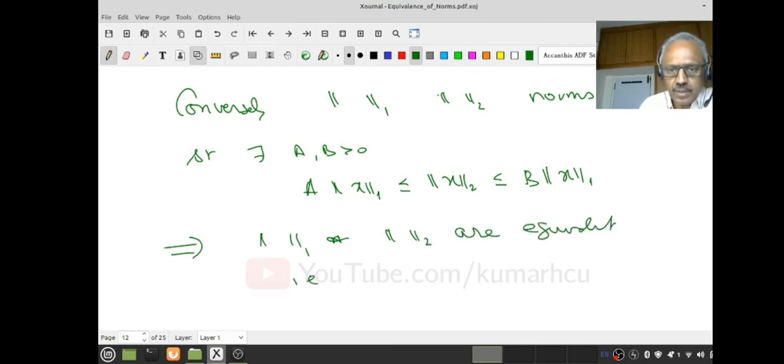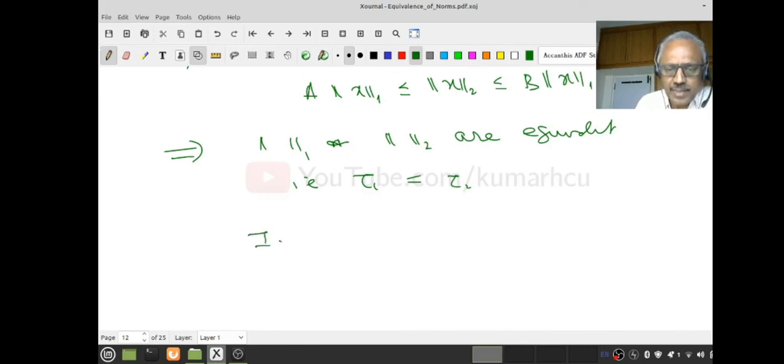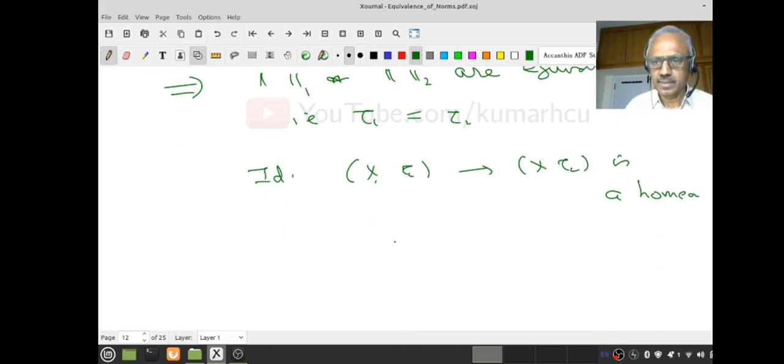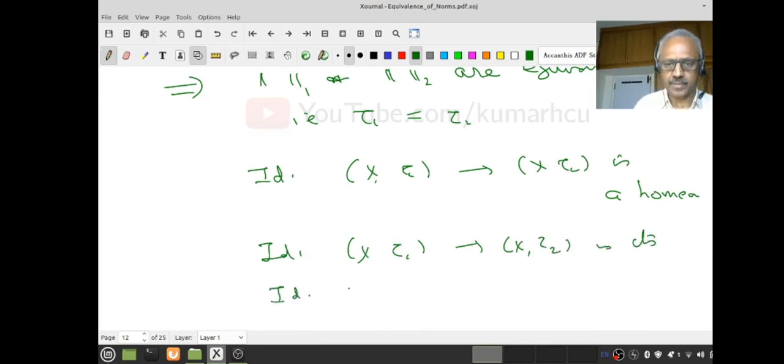What does that mean? That is, the topology tau 1 induced by norm 1 is equal to the topology tau 2 induced by norm 2. But that happens if and only if the identity map from (X, tau 1) to (X, tau 2) is a homeomorphism, right? So to check this homeomorphism, it's enough to check that the identity map from (X, tau 1) to (X, tau 2) is continuous, and the identity map's inverse is continuous. So enough to show this.